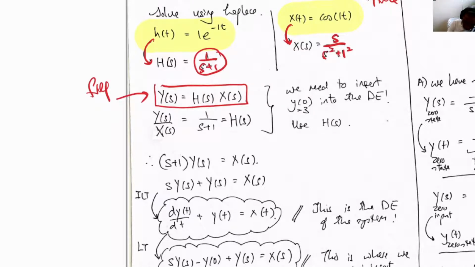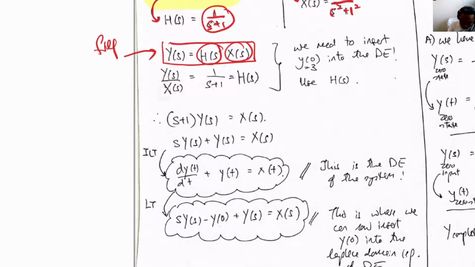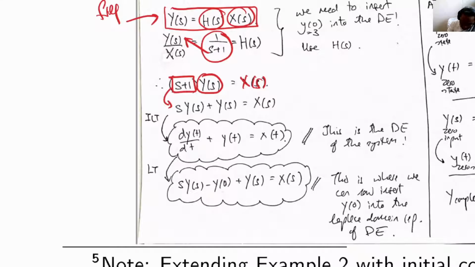Well, we know this relationship. Y of s equals h of s, x of s. So we are going to replace h of s by 1 over s plus 1. So the unknowns are y of s and x of s. We can then open it up. So s plus 1 times y of s is equal to x of s. So here is the trick. We again open it up to be s y of s plus y of s equals x of s.